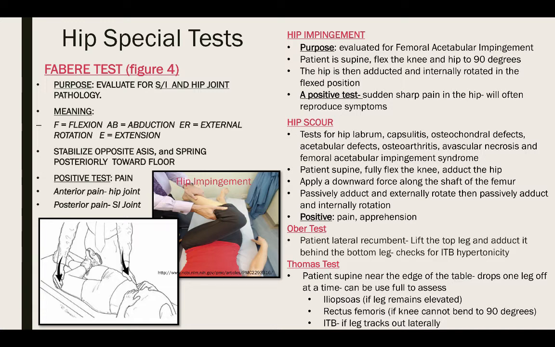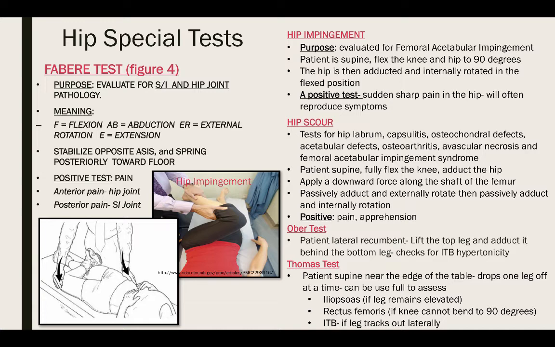And so if there is an impingement issue, that will create pain. The hip scour test is almost the exact same thing, and this can really look at the labrum, capsulitis, osteochondral defects, osteoarthritis, avascular necrosis, and femoral acetabular impingement. So it's the same thing. The patient's supine, you flex the knee, you adduct the hip, and then you apply a downward force on that femur. And as you adduct, you externally rotate and you internally rotate. You scour it around. You're looking for any issues with the head of that femur inside the acetabulum itself. We're going to practice these in lab.